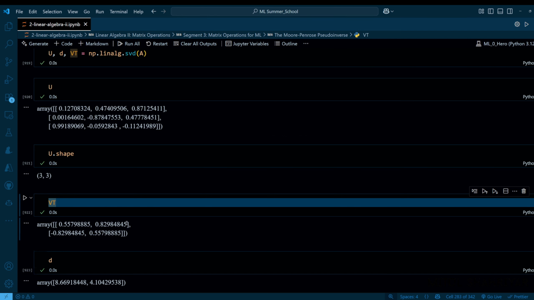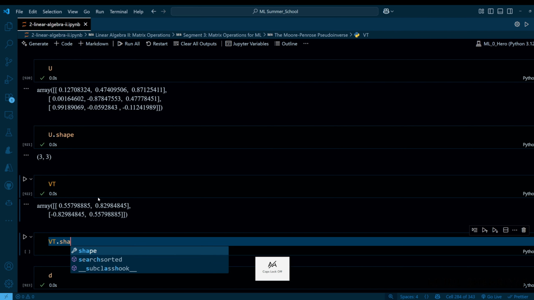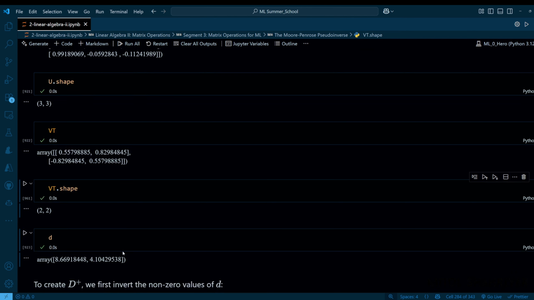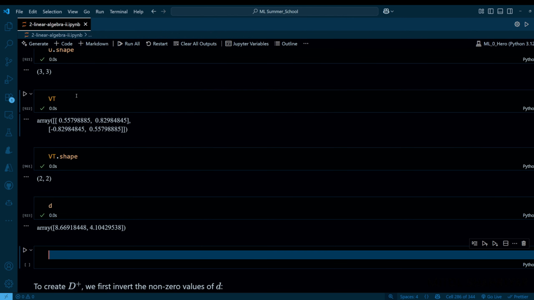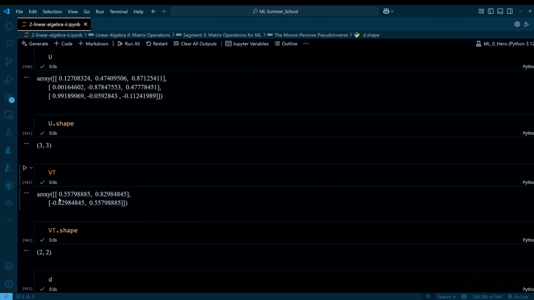Okay, we can see that already. Great. Let me add D dot shape. Okay, so we have just two values here, and that's how it shows. And VT is 2 into 2, 2 rows, 2 columns. And our U shape basically shows how many rows and columns we have. So here we can see we have 3 rows and 3 columns, right?